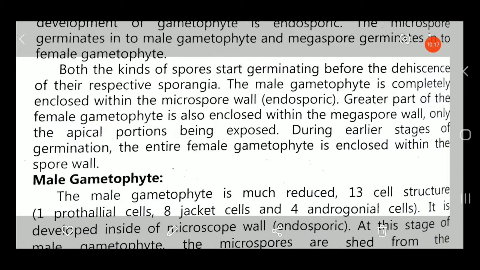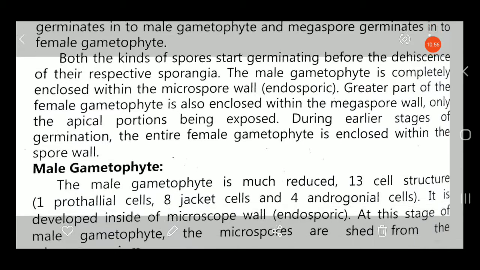The male gametophyte is completely enclosed within the microspore wall. A greater part of the female gametophyte is also enclosed within the megaspore wall. Only the apical portion of the male gametophyte and female gametophyte is exposed. During the earlier stage of germination, the entire female gametophyte is enclosed within the spore wall. The development of both the male and female gametophytes takes place within the spores. Okay, this will be clear. In the next lecture we will see the structure of the male gametophyte and the structure of the female gametophyte.